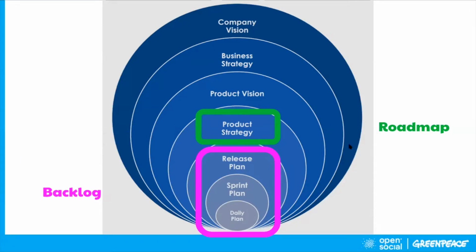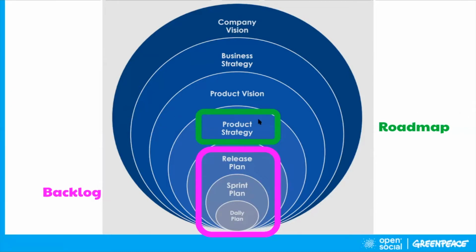So we operate with Open Social in this sphere, the backlog one, and the product owner, or when we sit down at the beginning of the year and we decide our yearly roadmap, we operate on what we call strategy.